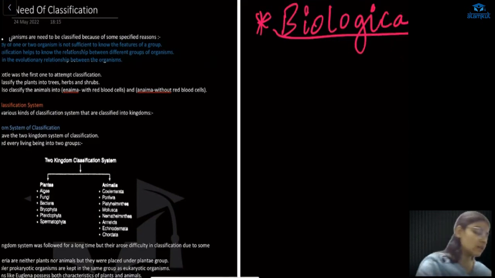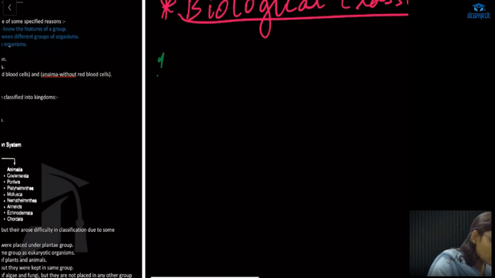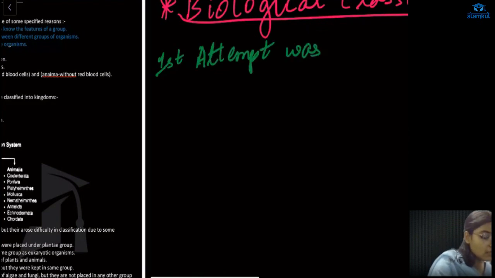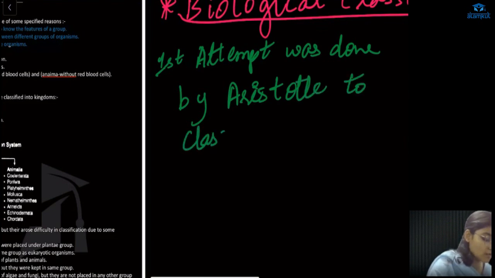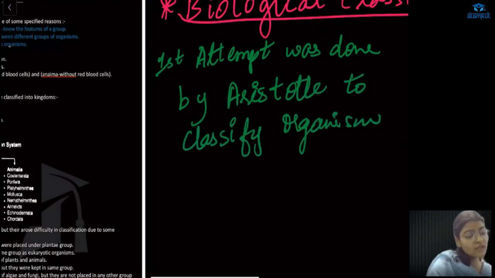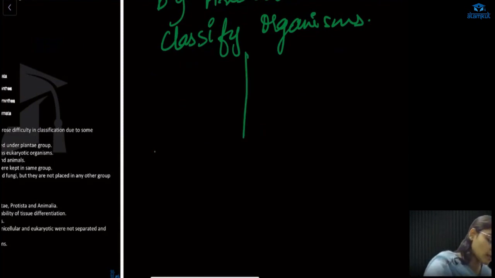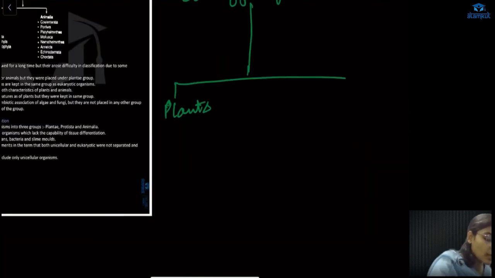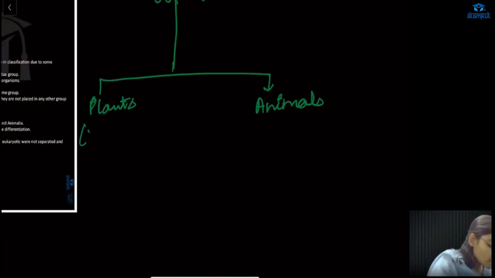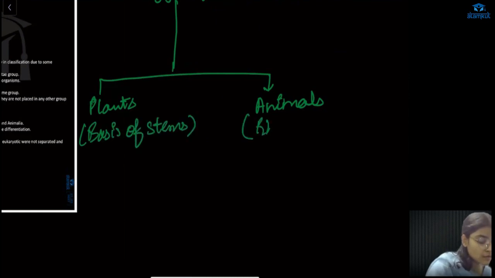Who first classified organisms? The first attempt was done by Aristotle. He took very simple measures: for plants he took the basis of stems, and for animals he took the basis of red blood cells. So he formed two bases, one for plants and one for animals. For animals, he considered whether red blood cells are present or not.